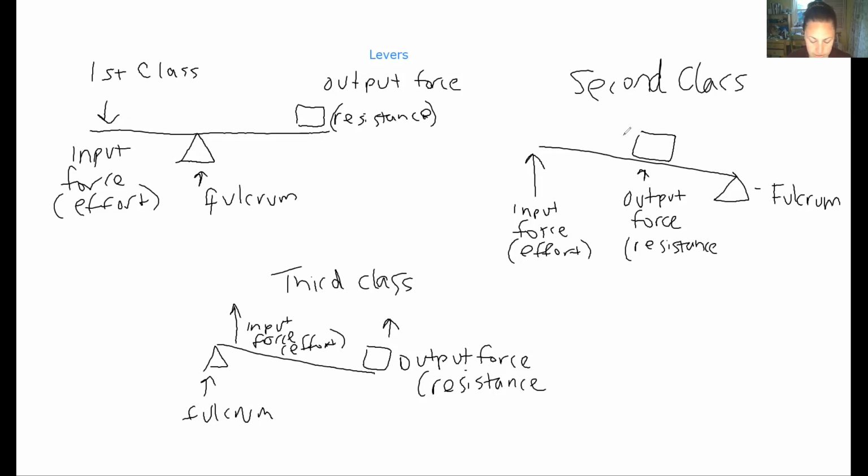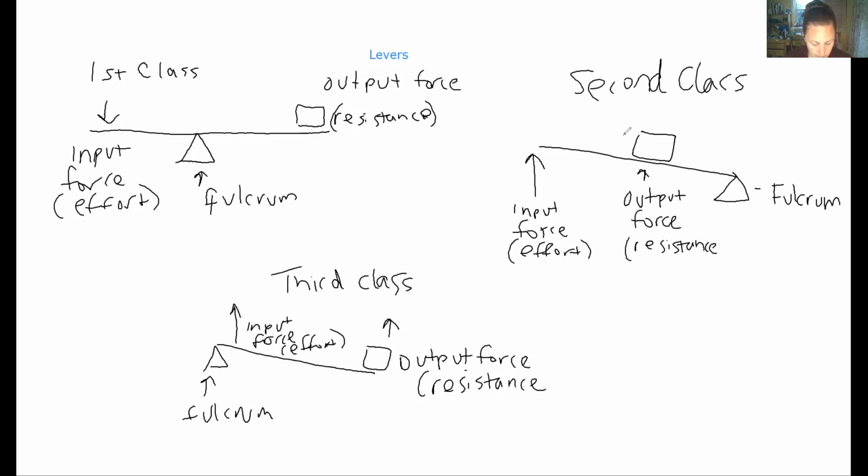Okay, and you have a couple pictures around there. You have pushing a dolly with a box is an example of a second class lever. So second class meaning the wheels would be the fulcrum. That's your pivot point. Your weight is in the middle, and you are lifting up your input force to push it forward.